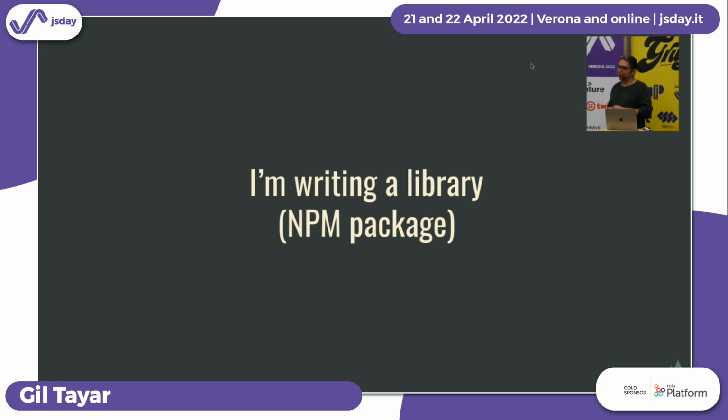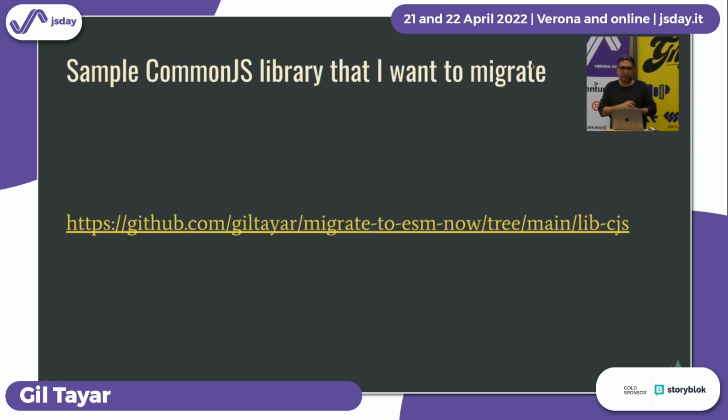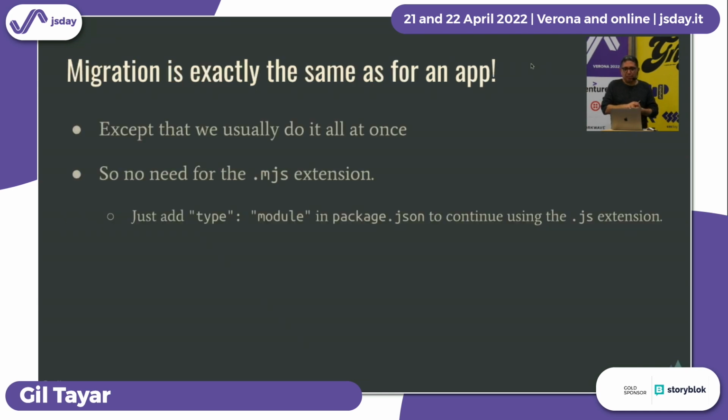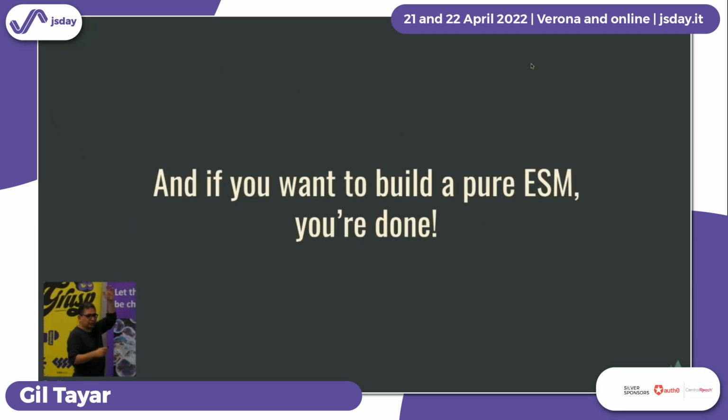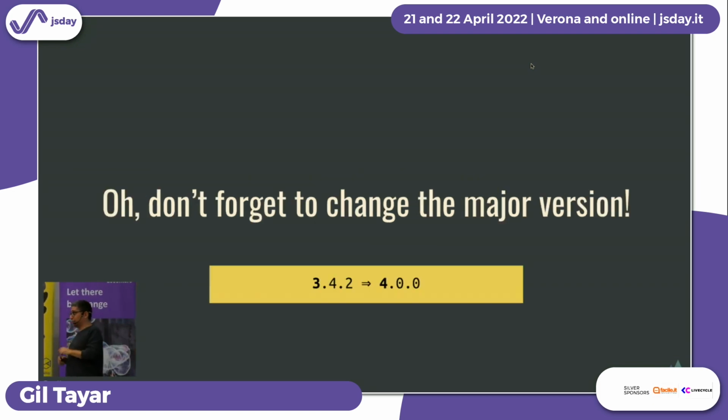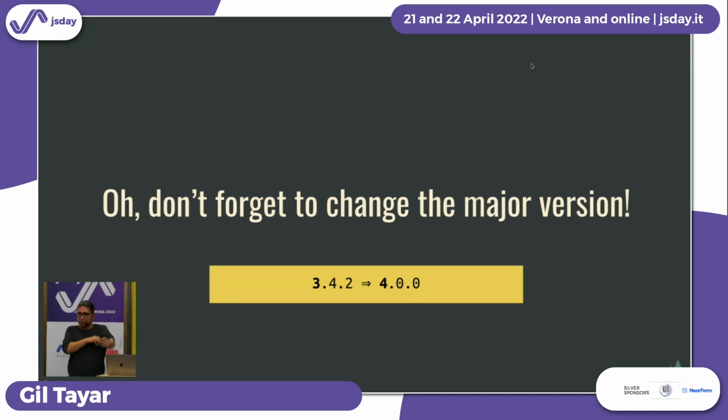Second, writing a library. CommonJS library, if you want to see examples. Migration is exactly the same as for an app. Usually a library isn't that large, so we probably do it all at once and not incrementally. So no need for the .mjs extension. And if you want to build a pure ESM library, you're good, you're done. Okay, it's just like an app, there's no difference. But, oh yeah, moving from CJS to ESM is semver major, obviously, it's a breaking change. So don't forget to upgrade the major version of the package.